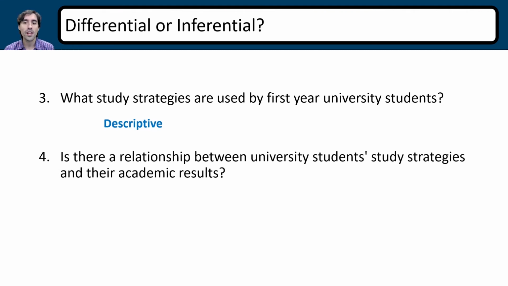Is there a relationship between university students' studying strategies and academic results? Now you're able to take all of that information, how they study, and then look at what their grades are at the end of the semester. Now we're able to really start to compare, and we're able to make inferences.